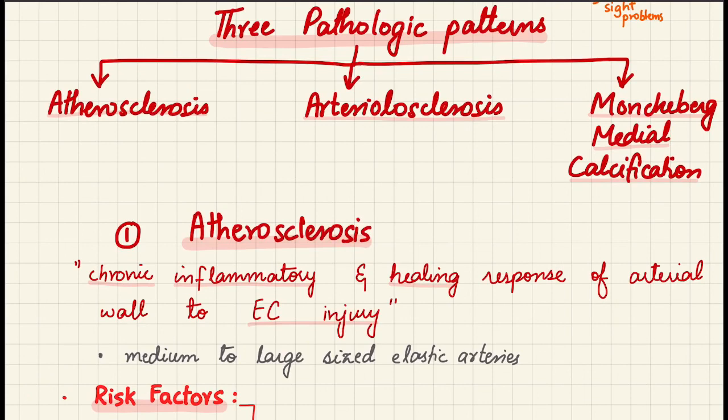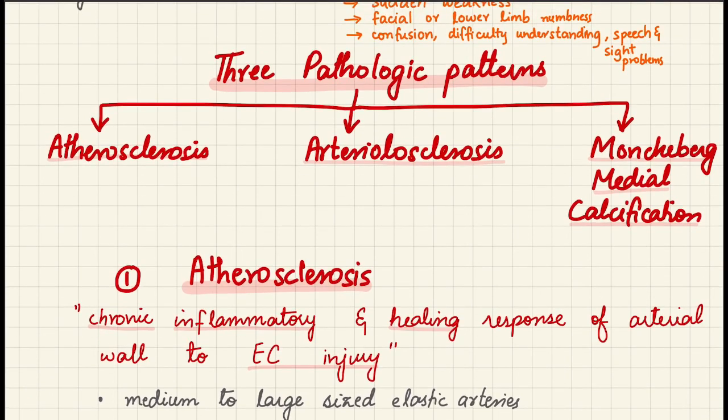Now let's see what the three pathologic patterns of arteriosclerosis are. These three terms need to be very well understood and differentiated from each other. First of all, we're going to talk about atherosclerosis. Then we're going to have arteriolosclerosis. And then we're going to have Monckeberg's medial calcification.